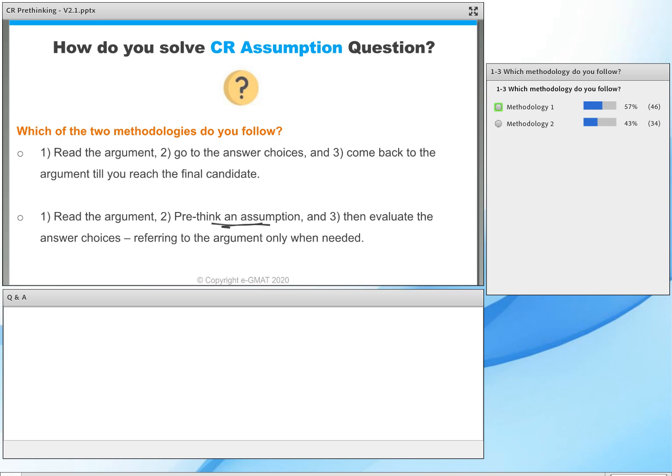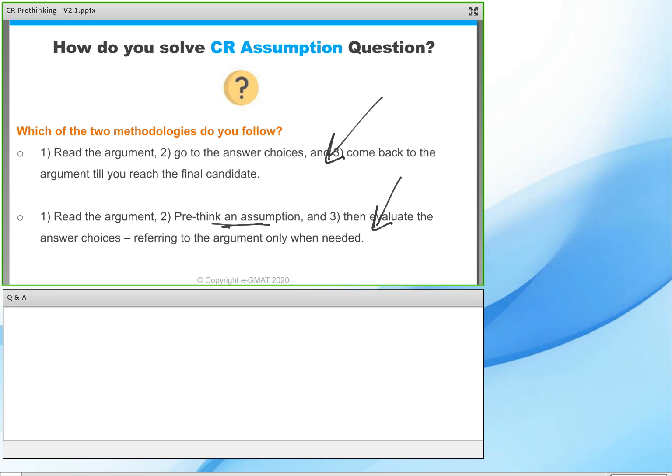57% of you do not use the pre-thinking approach. 43% of you do use the pre-thinking approach. For people who use the pre-thinking approach, I want to make sure you can become better pre-thinkers by the end of this webinar. For those of you who do not, I want to motivate you enough so that you give pre-thinking a fair shot.